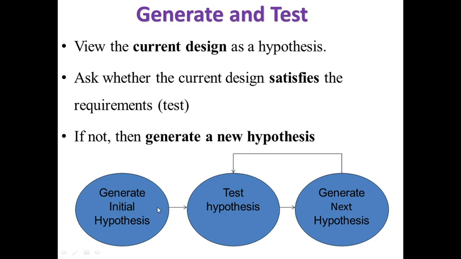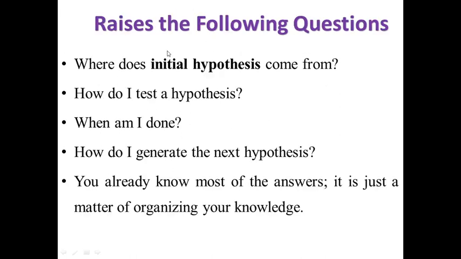It is: generate the initial hypothesis, test the hypothesis. If it is not satisfied, generate the next hypothesis. This is called generate and test. When we are doing these kinds of things, we will have questions like this.